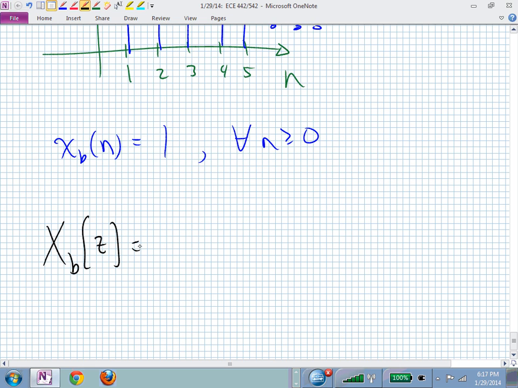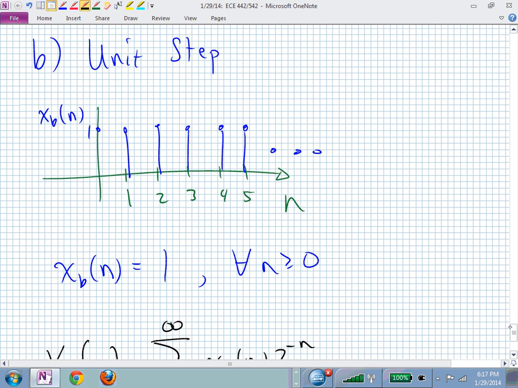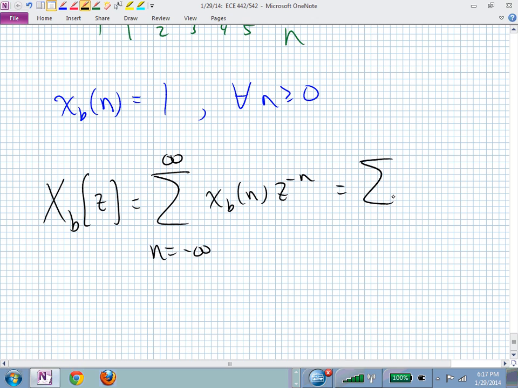We know capital X sub b of z is this sum, and maybe we don't know better, so we say, oh, we need to use the full-blown version of the z transform. Let's try the two-sided. That's x sub b of n, z to the minus n, but then you go back and you go, oh, that doesn't have any non-zero values for negative n, so I can eliminate half of those. So I can now say this is the sum from n equals 0 to infinity.